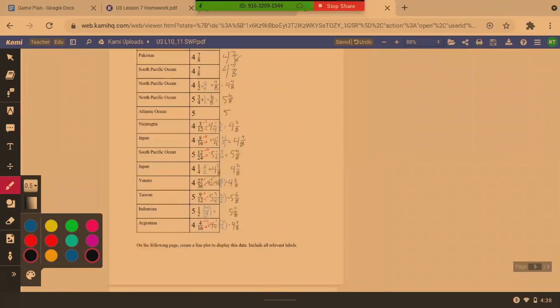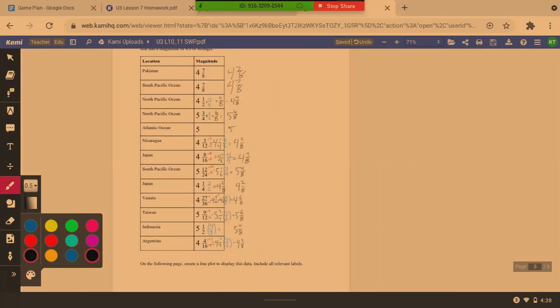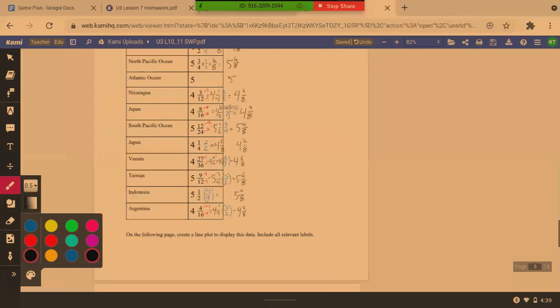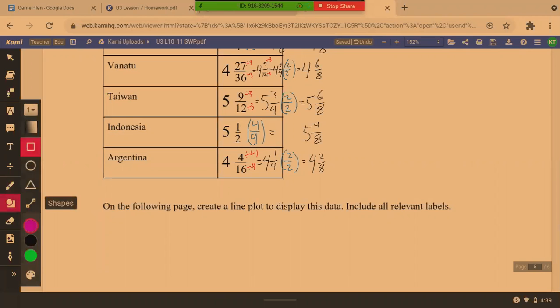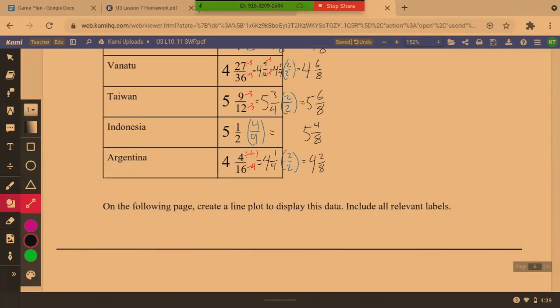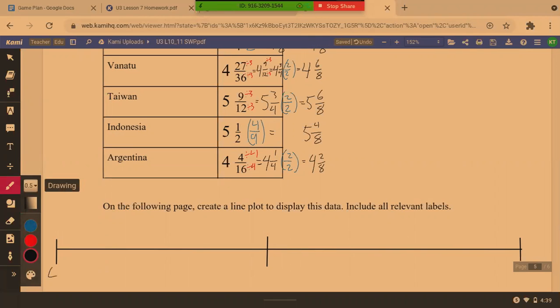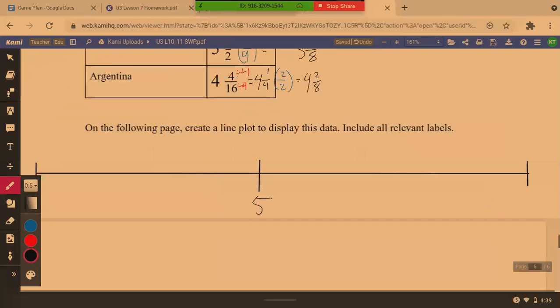Okay, so I'm going to make a line plot. I'm going to try and make it right here so that we don't have to go from page to page. This line plot is going to be in terms of 8, and I know that because that's our common denominator. So I'm going to start with 4, and then this can be 5, and then this will be 6.